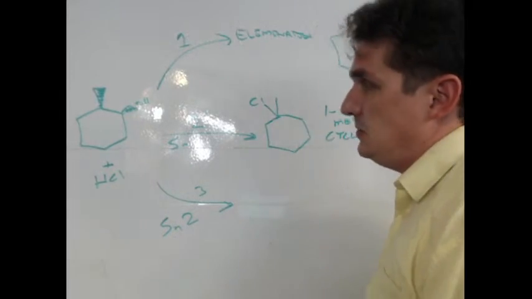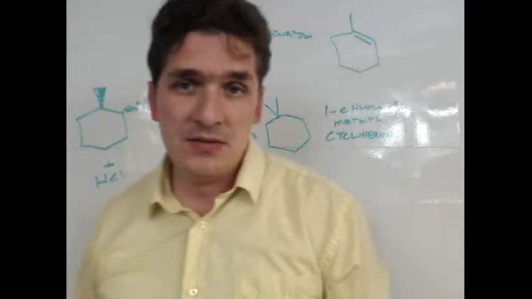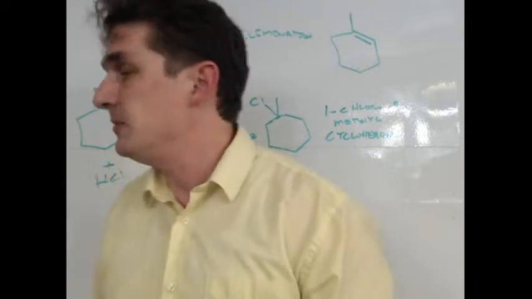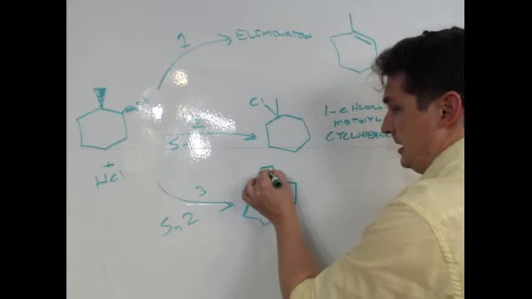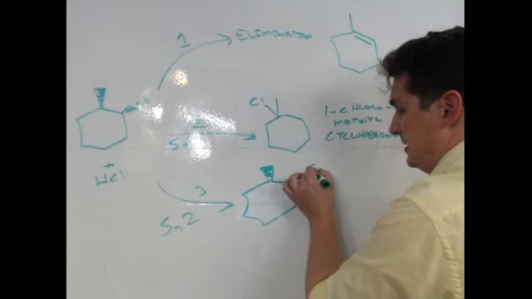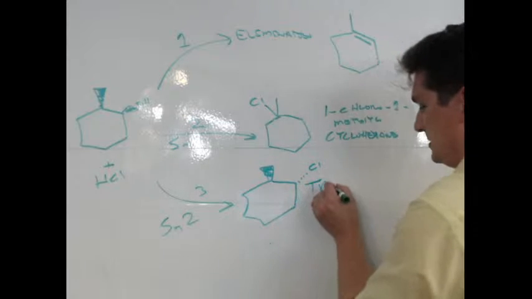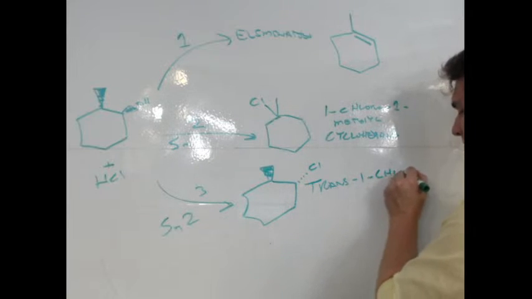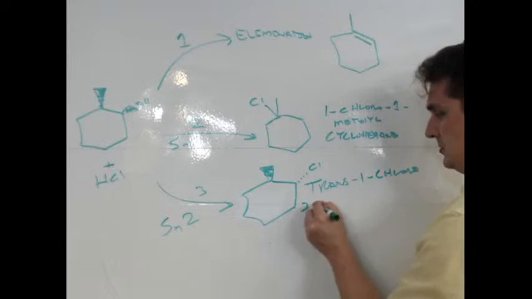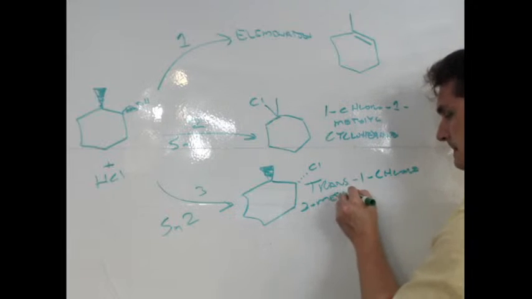Now for the SN2, SN2s are inherently stereospecific. So for an SN2 mechanism, we always get inversion of stereochemistry. And we don't produce the carbocation. So we end up getting the trans-1-chloro-2-methylcyclohexane.